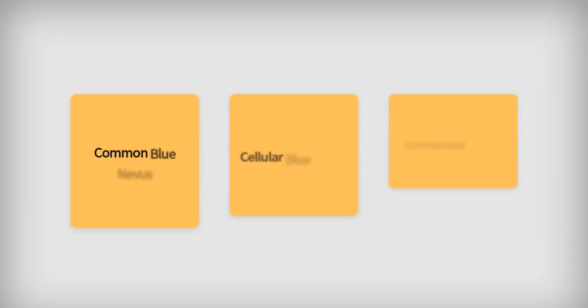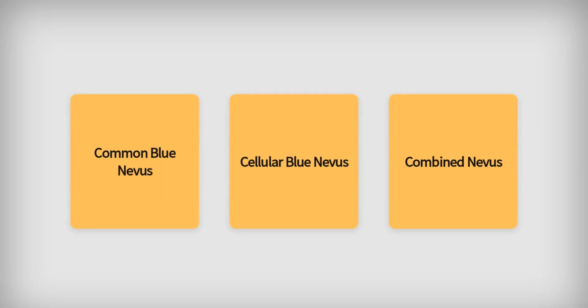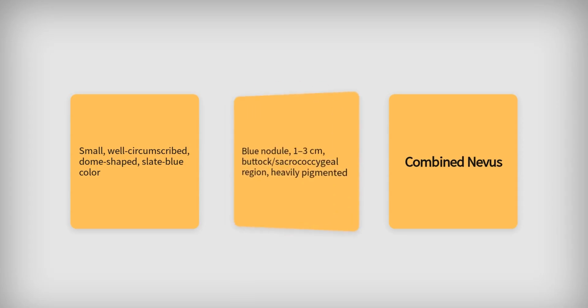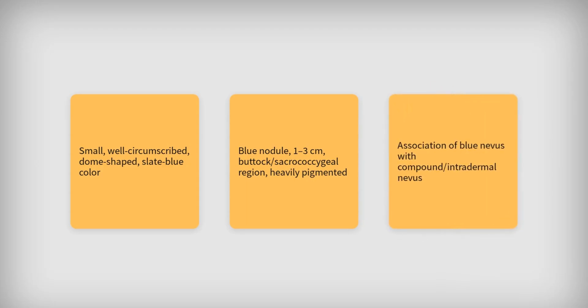Blue nevi come in several types, each with unique clinical and histological features. Common blue nevus is small, well-circumscribed, dome-shaped, and slate blue in color. Cellular blue nevus presents as a blue nodule, 1 to 3 centimeters, often in the buttock or sacrococcygeal region, and is heavily pigmented. Combined nevus involves a blue nevus associated with an overlying compound or intradermal nevus.